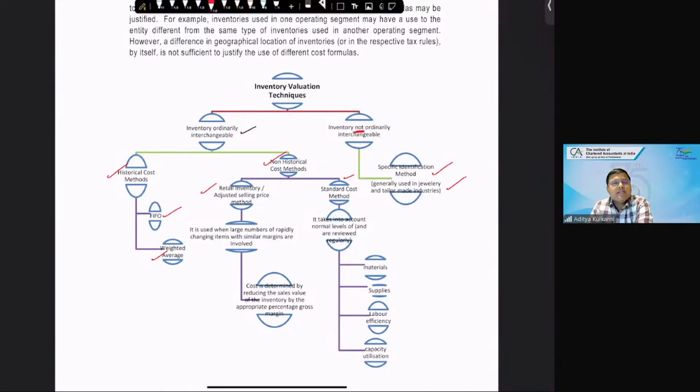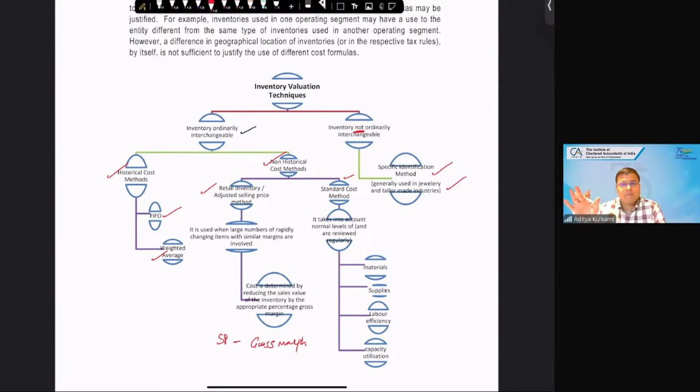So what the standard gives is an exception here. The standard tells you can follow the retail inventory or adjusted selling price method. What does that method tell? It tells that cost is nothing but selling price minus gross margin. So each item, you know the selling price? Yes. Is it punched in the system? Yes. Do you know the gross margin or material margin of each product? Answer is yes. So selling price minus margin will be the cost of that inventory. Take that cost and do the valuation.